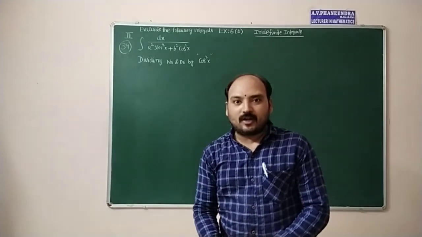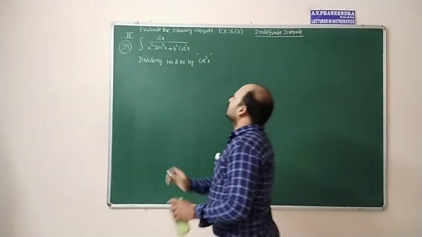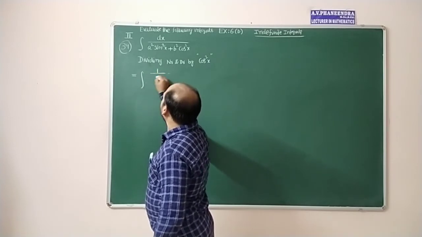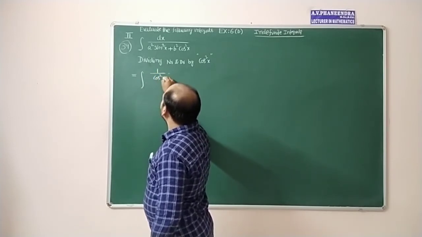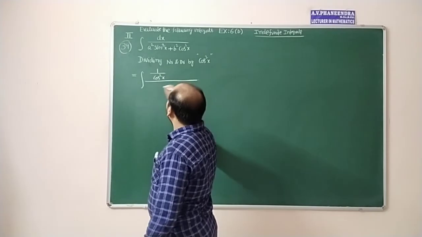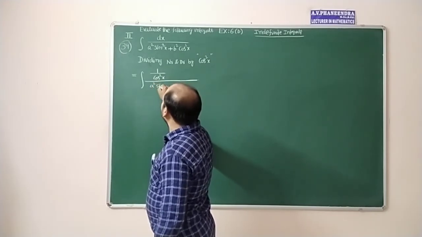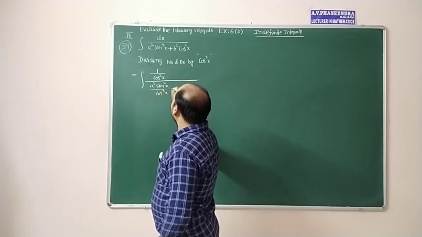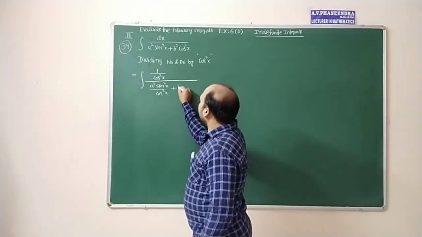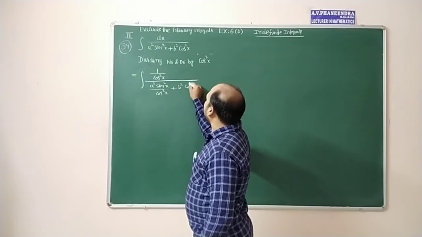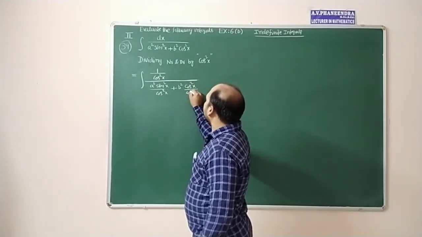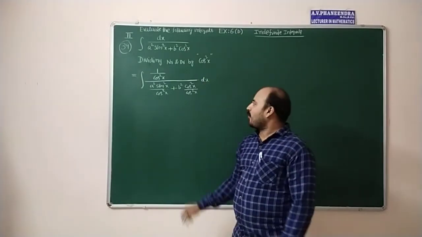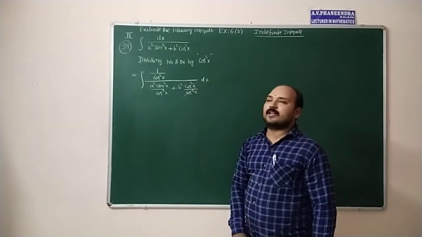NR means numerator, DR means denominator. So the given integral becomes the integral of 1 by cos square x divided by a square sin square x divided by cos square x, each and every term dividing by cos square x, plus b square into cos square x divided by cos square x, into dx. Here cos square x and cos square x get cancelled.